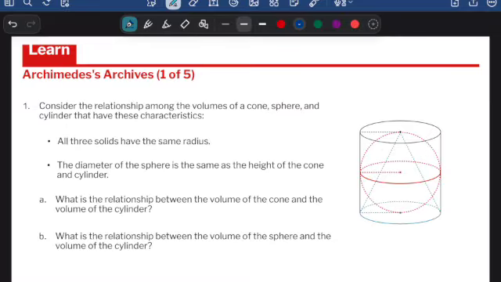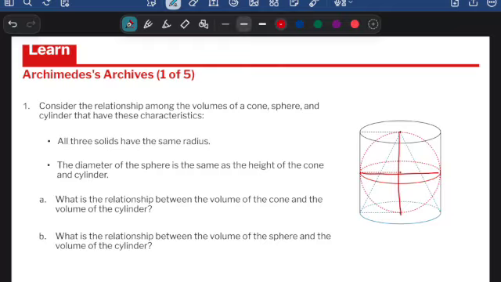Okay, as we saw in those videos, the sphere displaced 2/3 of the volume of the cylinder. And what was left in the cylinder filled up one cone, or 1/3 of the volume of the cylinder. So if we have three solids that all have the same radius, the sphere, the cone, and the cylinder, and the diameter of the sphere is the same as the height of the cone, so that means it would go all the way from the top of the apex to the center of the base.